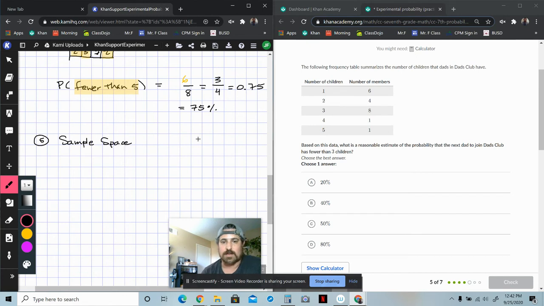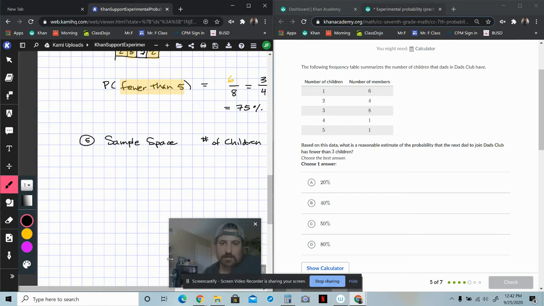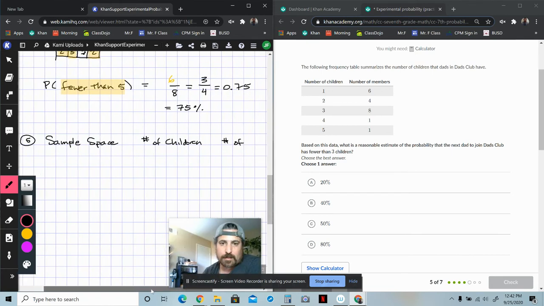In this case, all the data collected. And it says the number of children and the number of members. Okay, that's interesting. So the number of members are the dads. How many of the dads had, and the number of children they have. Okay, perfect. So if we were to write this out, we would say the number of children and then the number of dads or members that have those children. So I'm just going to write number of dads there. Okay, number of members, they said. I'm going to say dads.